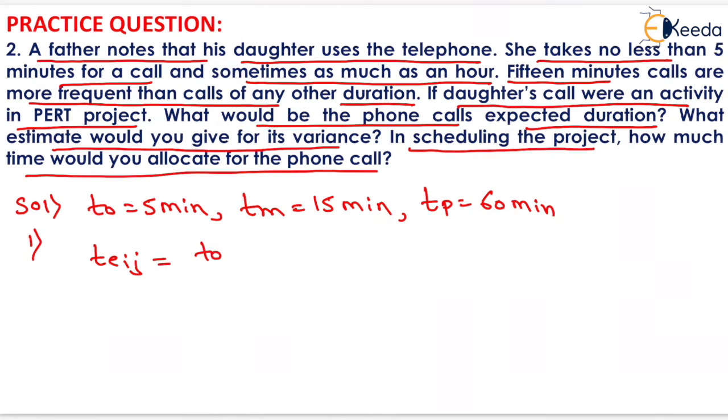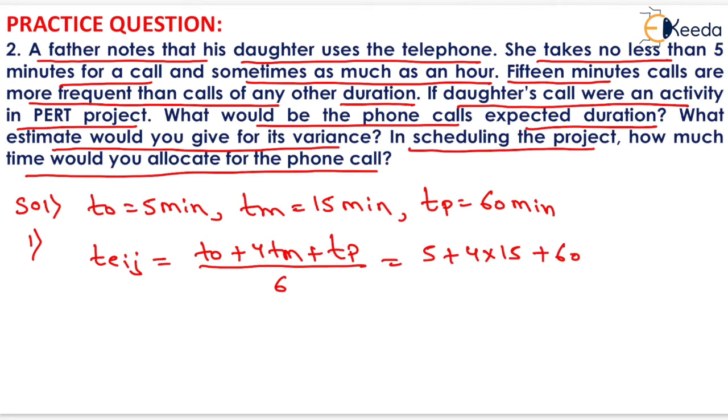So it will be equal to (To + 4Tm + Tp) / 6. On putting the values of To, Tm and Tp here, that is (5 + 4 × 15 + 60) divided by 6. On solving this, we will have the activity time as 20.833 minutes. That will be the expected duration of the phone call.